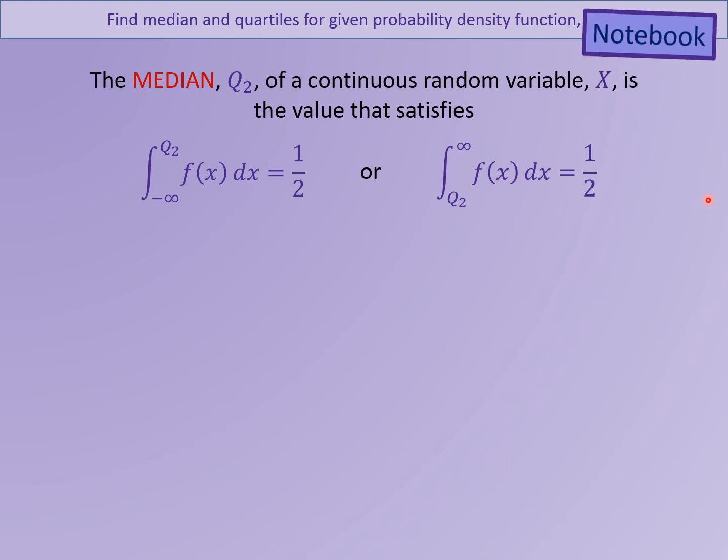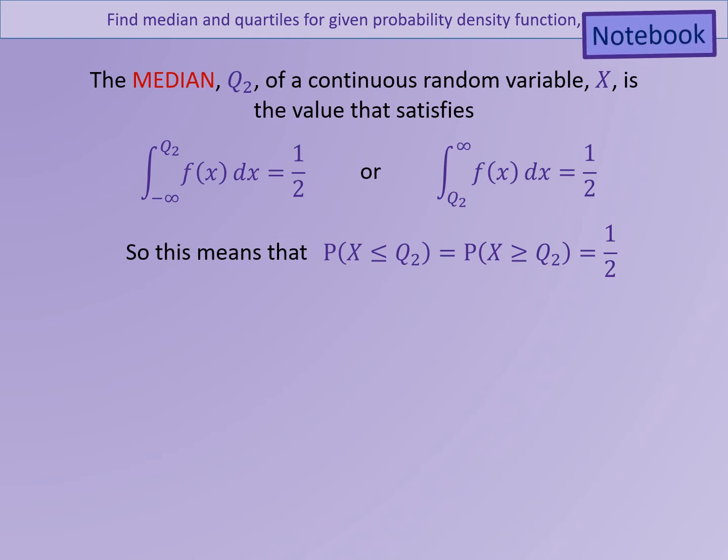Alternatively, you could find the value so that if you start with x being Q2, and go to the highest possible value x could be, positive infinity, you would also get an area of a half. In other words, the area is a half on both sides of that vertical line. So another way of expressing this is that the probability that x is less than or equal to Q2 and the probability that x is greater than or equal to Q2 are both a half.